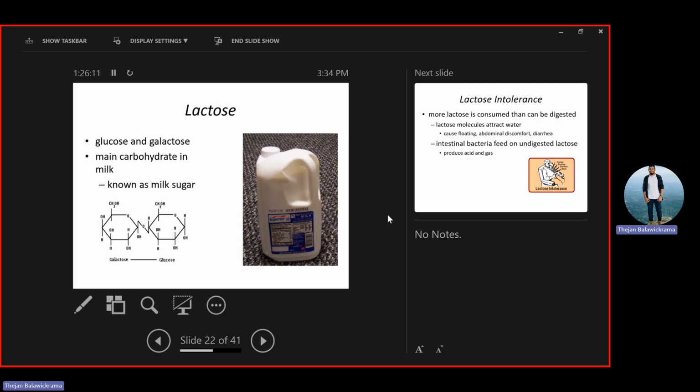Right? So this is the bond between the two molecules. Right? So this is lactose. We call it milk sugar. That is the disaccharide present in milk.